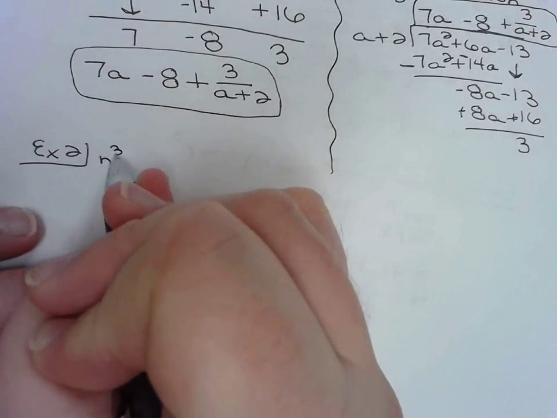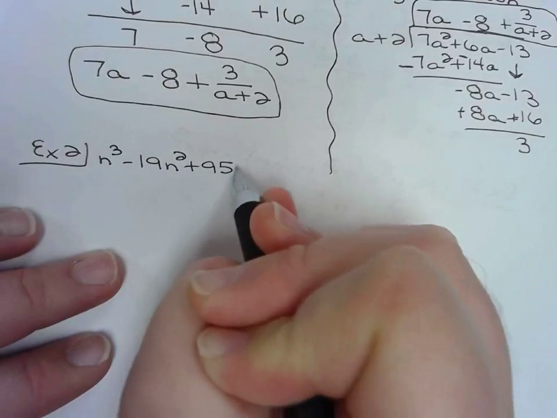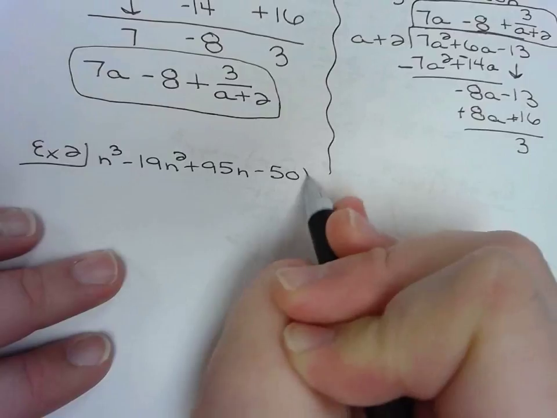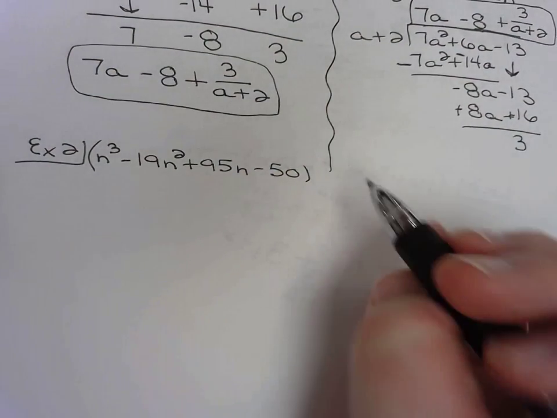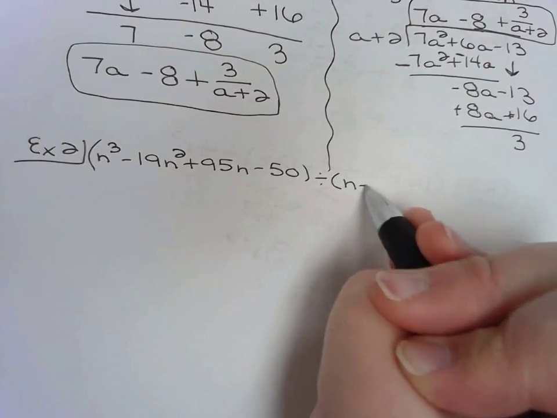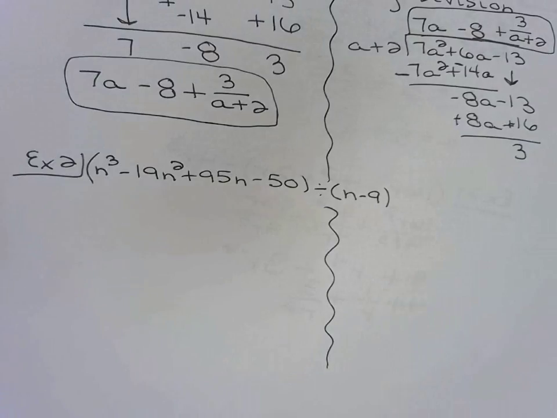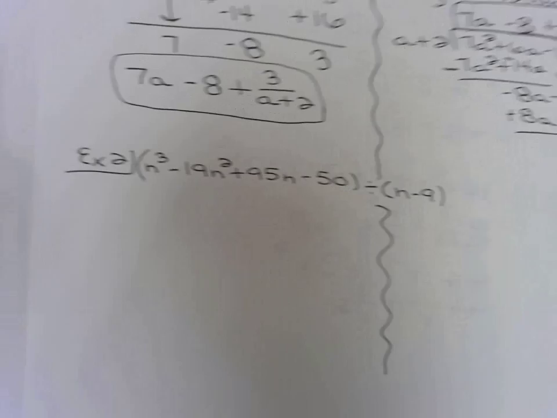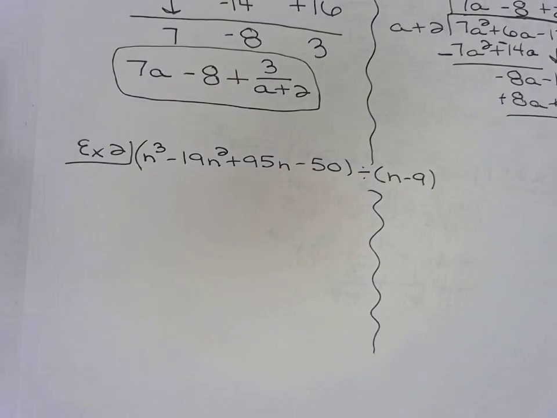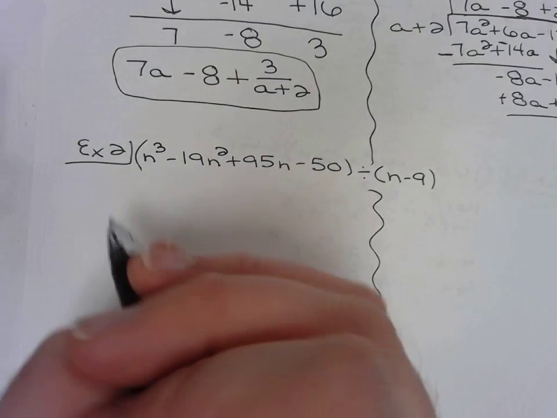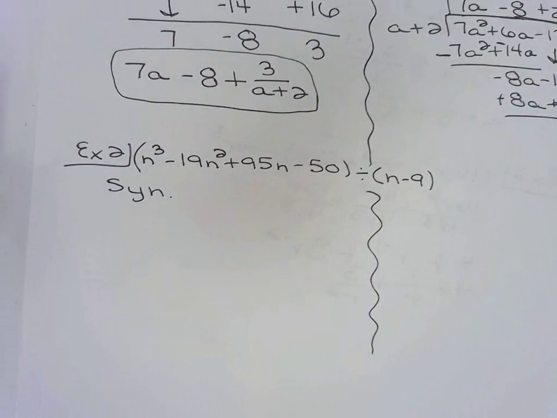So n cubed minus 19n squared plus 95n minus 50. So now I have 4 terms in the polynomial instead of 3. Same thing, divided by n minus 9. I'm doing division, so any division you can choose long or synthetic, I don't care. Let's do synthetic first. So write them both down, but you can choose synthetic.